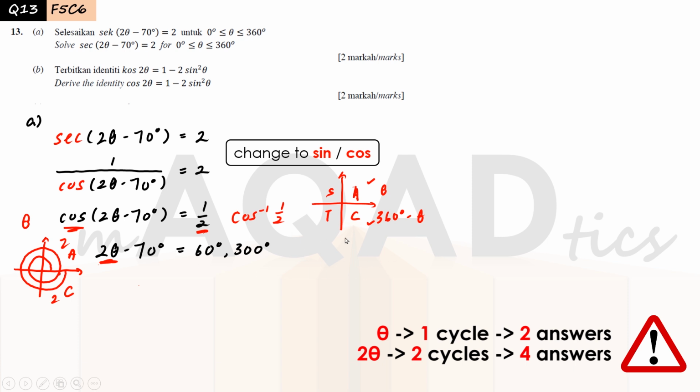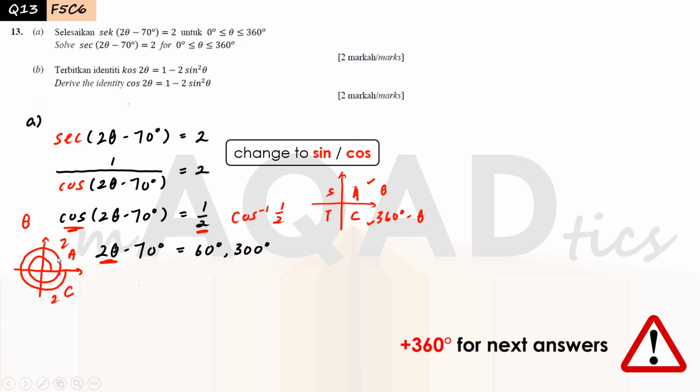So how do we find the other 2 answers? Okay, it's just very simple. So this 60 is actually, let's say it's just located here. Right? So if we turn one round and go back to the exact same point, technically it's just adding another 360 because we turn another round. Okay, so for this 60, we are just going to add 360 to get the next number. Same goes to 300 as well. Right? So it would be 660. Okay, so what we need to do is just add 360 degrees.